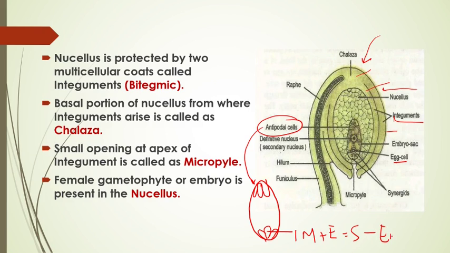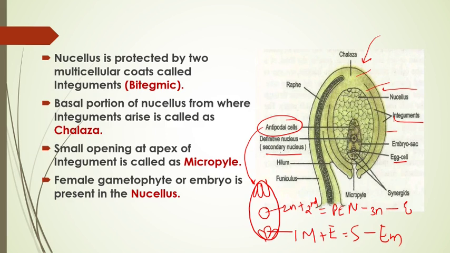It gives rise to the embryo. The second male gamete fuses with the secondary nucleus, which is already diploid. So it forms a primary endosperm nucleus, which is triploid in nature, and it gives rise to endosperm. Thus, double fertilization occurs in angiospermic plants, and this is the structure of Anatropous ovule.